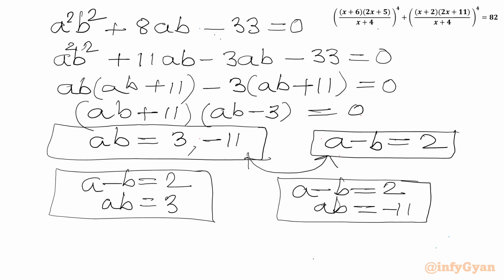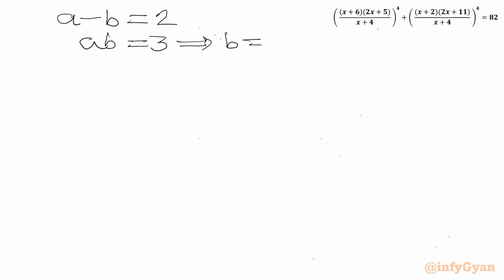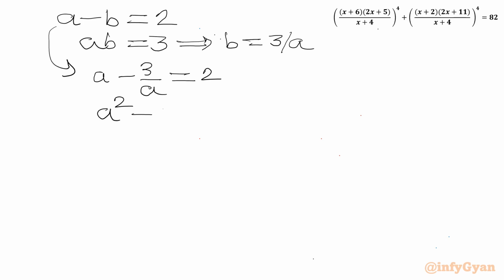Let us solve both. So I will be writing here first system, A minus B equal to 2 with AB equal to 3. So from this equation I can write the value of B, it will be 3 over A. Now I will apply this value in first equation, A minus 3 over A equal to 2. Multiply both sides by A. So A square minus 3 equal to 2A, or A square minus 2A minus 3 equal to 0.